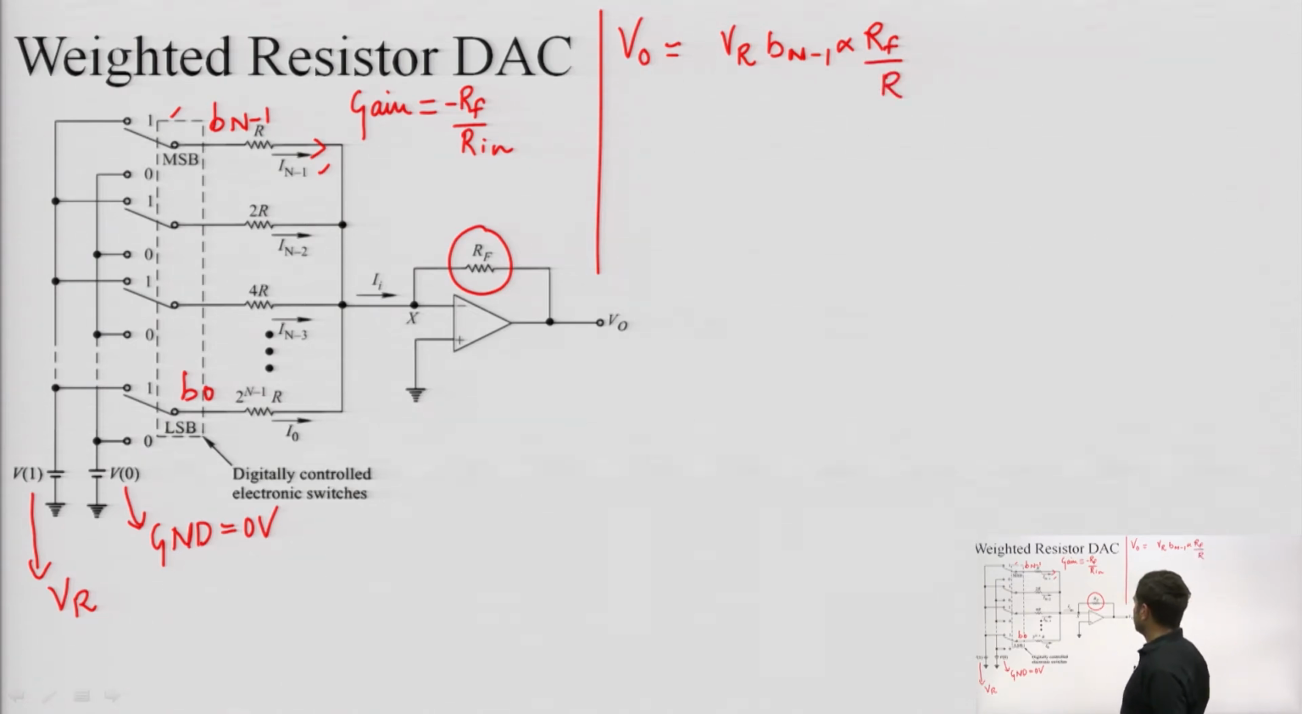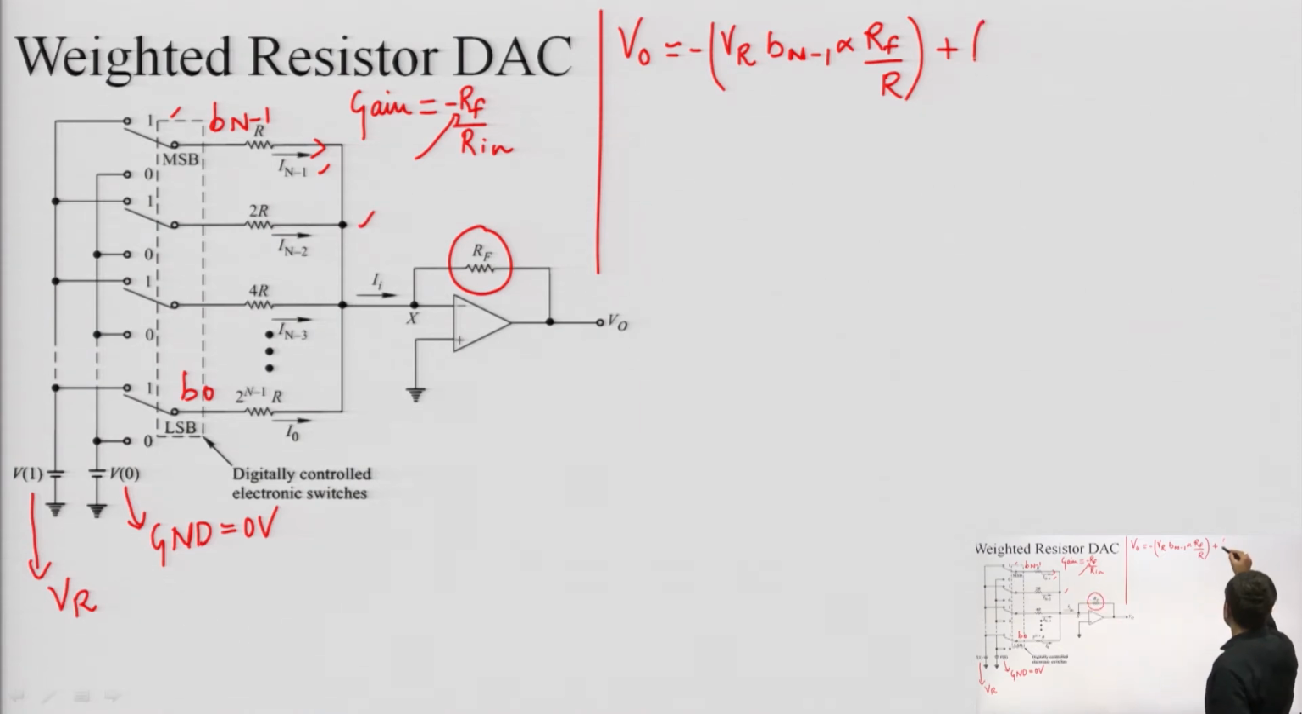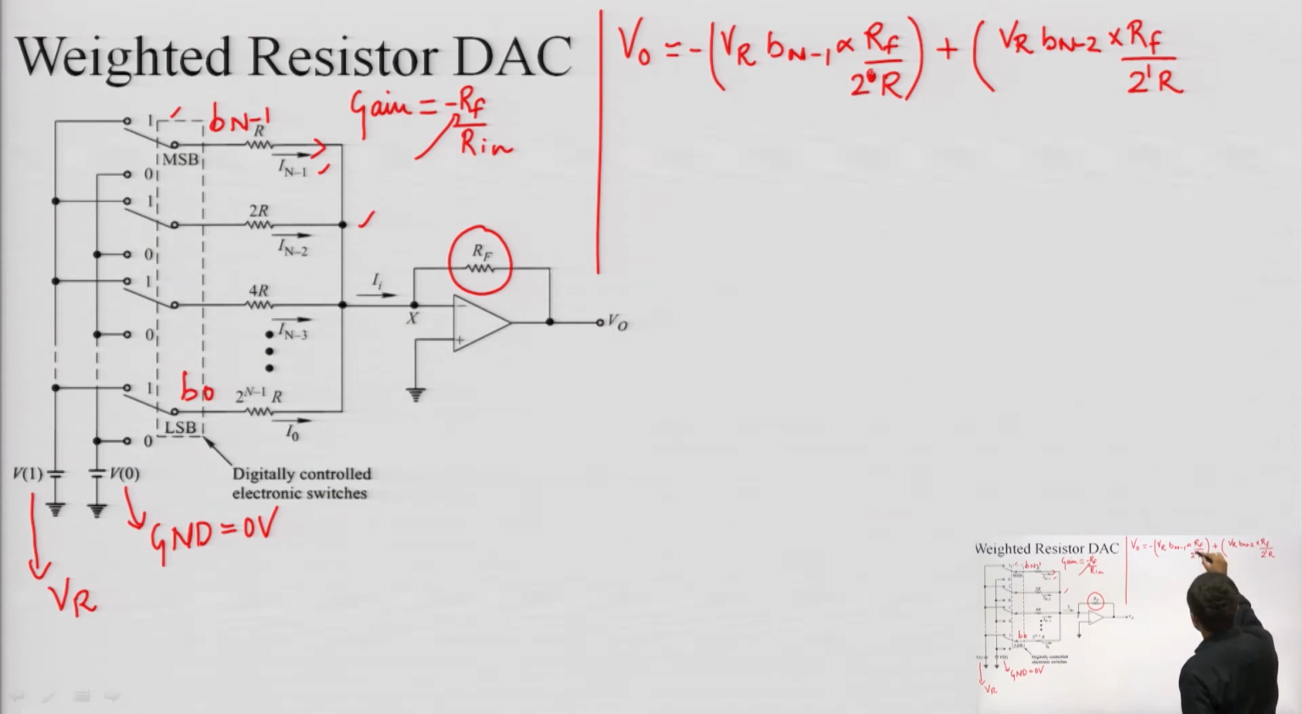This is for the first branch. Okay. And the gain is negative. So, I am adding a minus sign in front, because here you can see the gain is negative. Similarly, for the second branch, it will be VR into Bn minus 2 into Rf upon 2 raised to power 1 R, and this R can be considered as 2 raised to power 0 R.